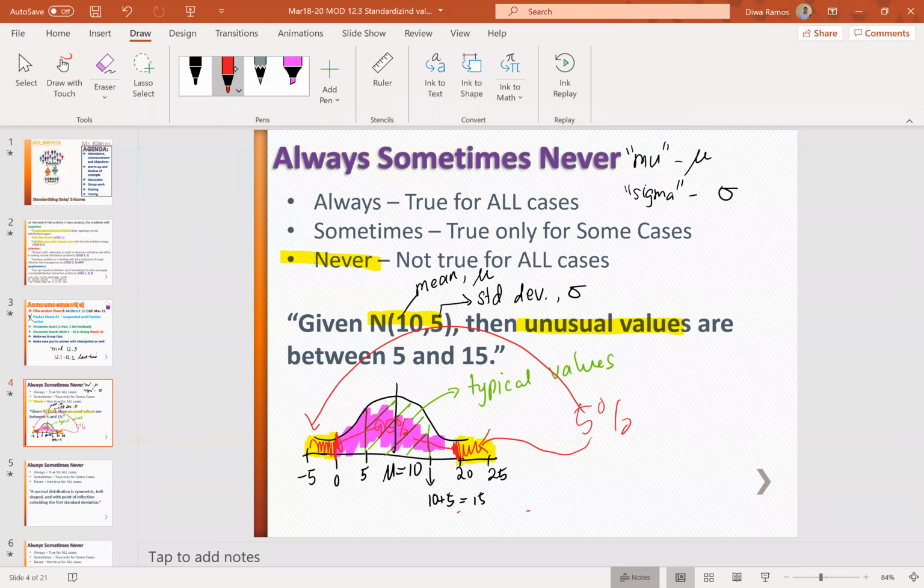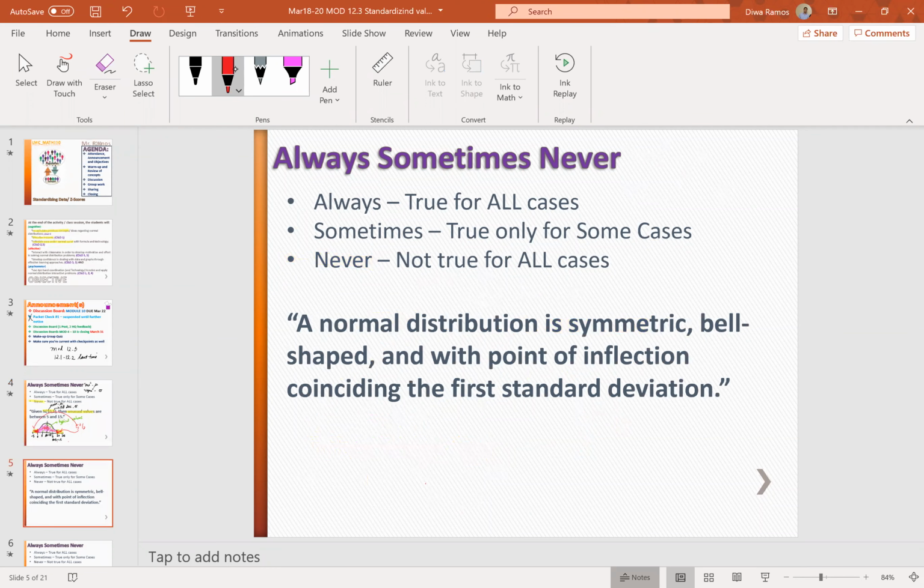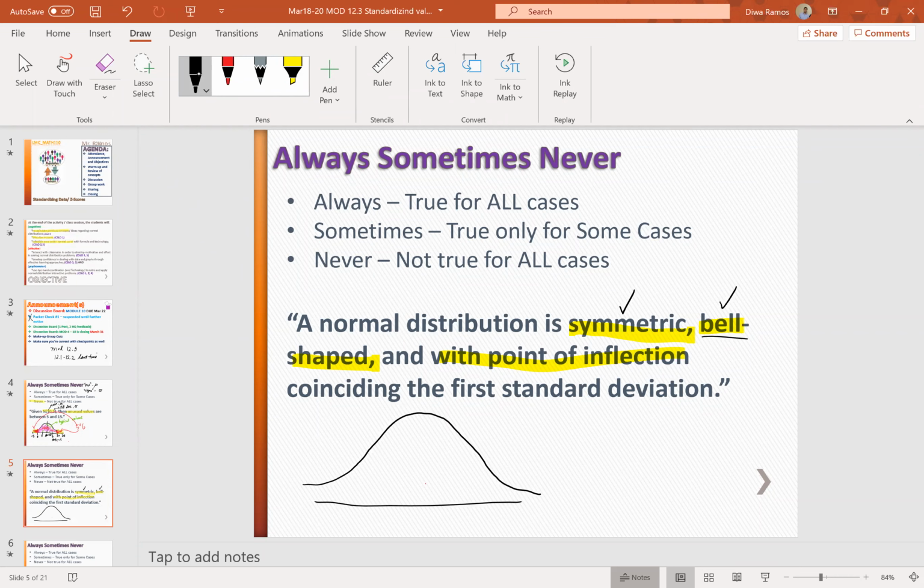Okay, so let's take a look at the next one. Unless you have questions, just let me know. Next, always, sometimes, never question. A normal distribution is symmetric, bell shape, and a very fancy word here, with a point of inflection coinciding with the first standard deviation. Okay, so definitely we know it's symmetric and it's bell shape because we've been using those descriptions of the normal distribution for a while now. Well, the bell shape is relatively newer.